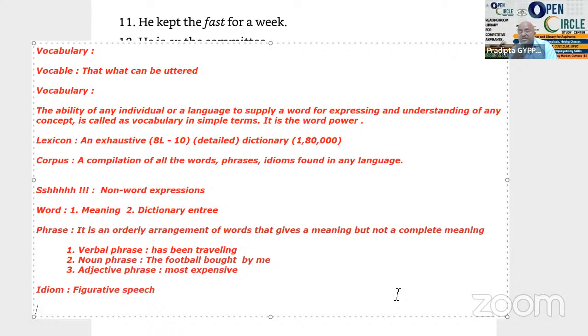But English contains, as I told you, Advanced Learners Dictionary contains how many words? 1,80,000 words, right? Corpus and a lexicon contains 8 lakh words. So do you see that there is a problem between Odia and English?